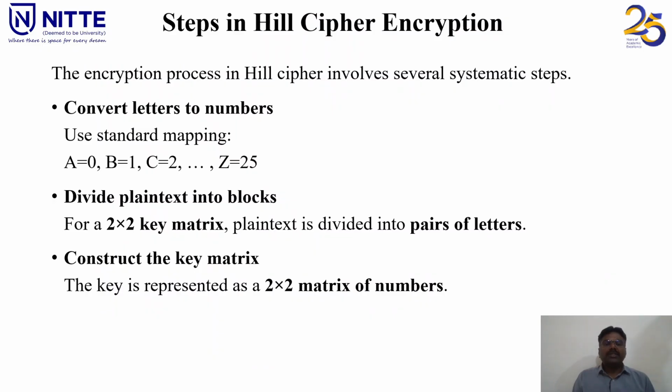Now the steps involved in Hill Cipher encryption. Whatever the plain text or the key we are going to use in the case of Hill Cipher, we have to convert the letters into numbers. With the standard mapping, all the alphabetical letters are assigned from 0 to 25. Then we divide the plain text into pairs of letters, and construct the key matrix, a 2 cross 2 matrix of numbers.